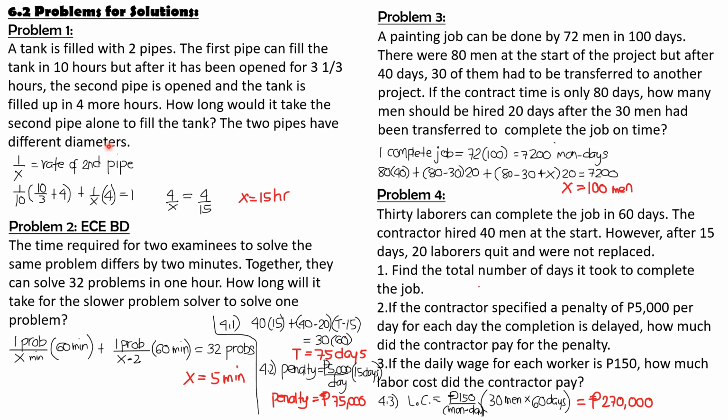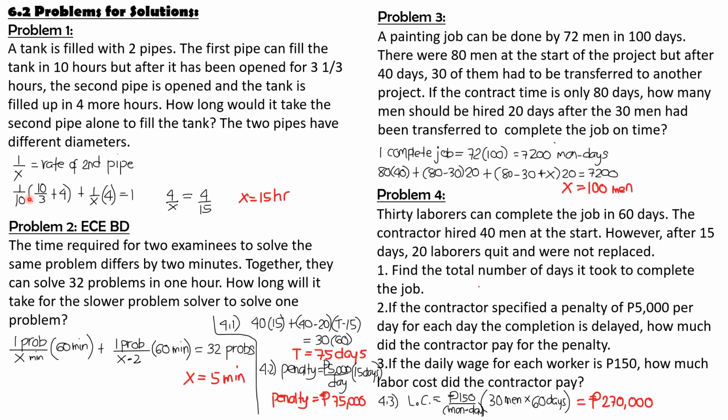So the two pipes have different diameters. So we will call the time x for the second pipe to fill the tank alone, and its rate would be 1 over x. So this is the situation. The rate of the first pipe is 1 over 10 because it will take 10 hours for it to fill the tank.